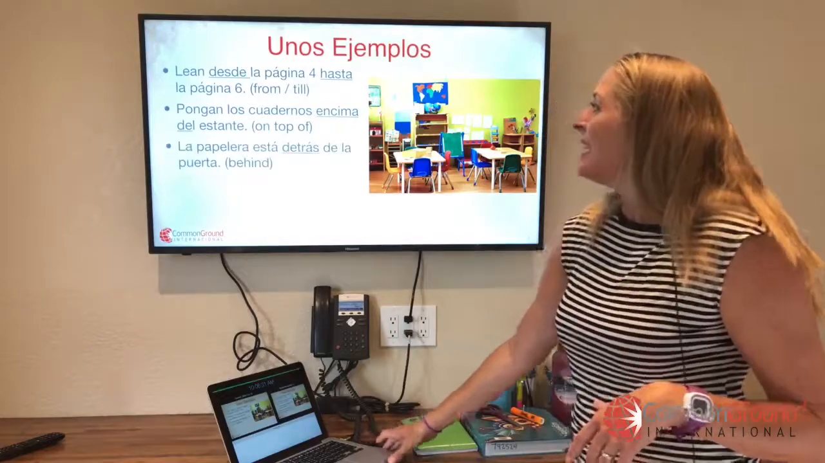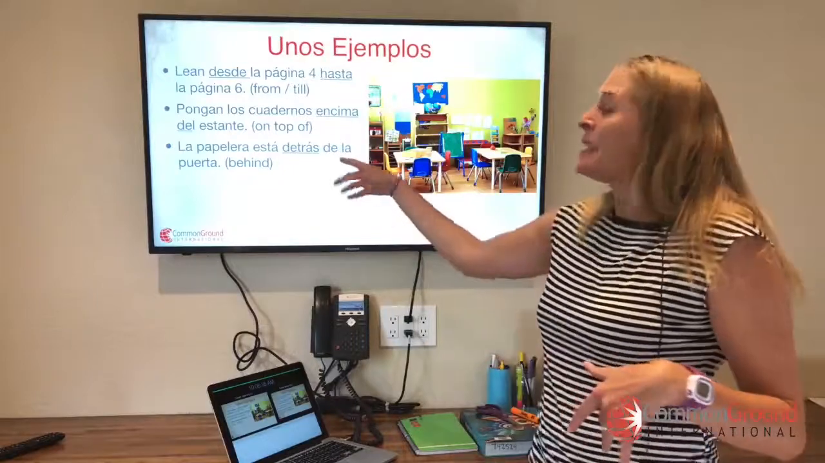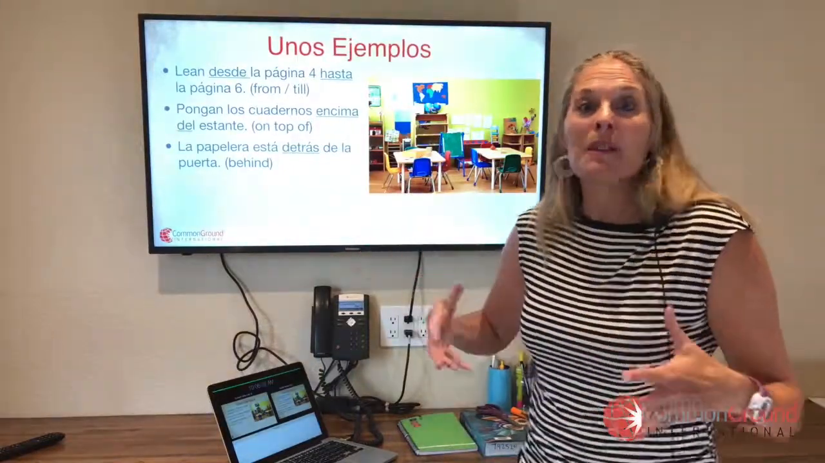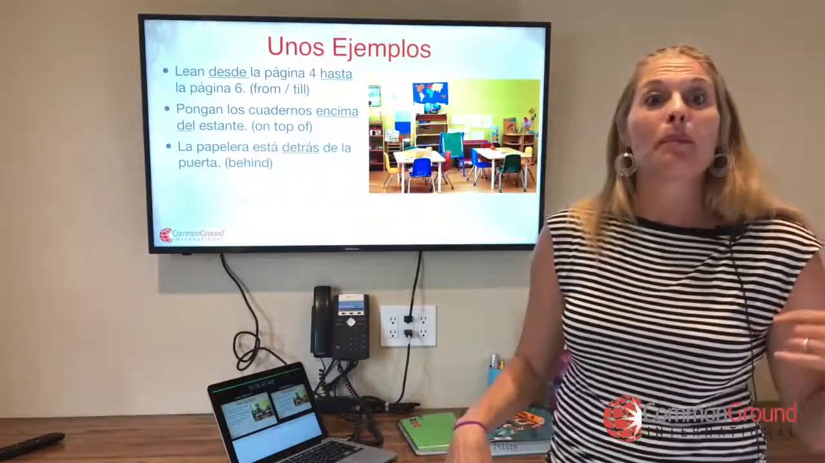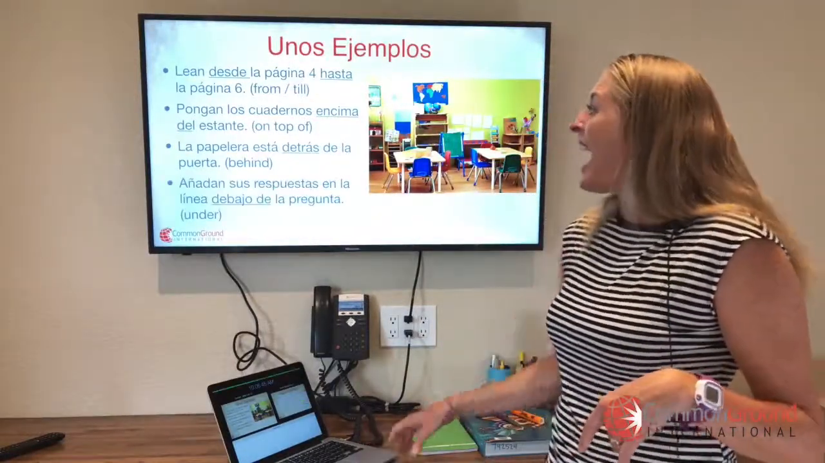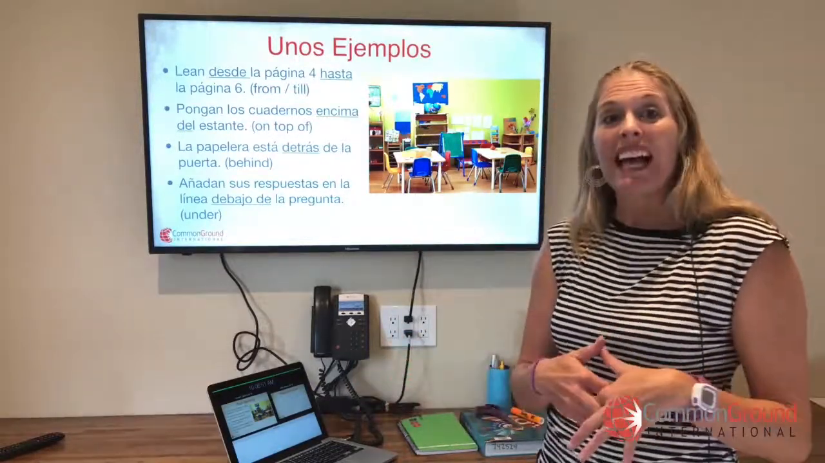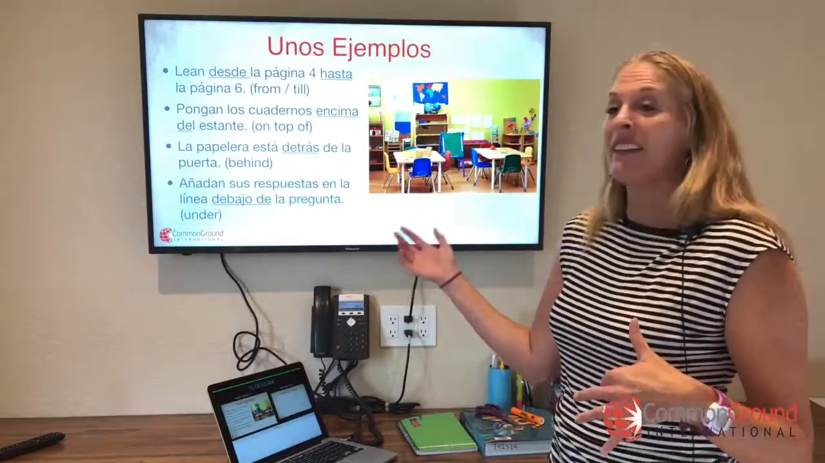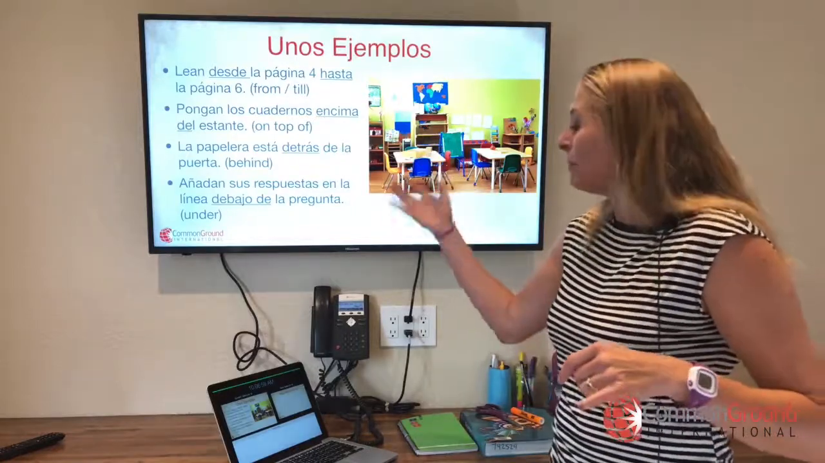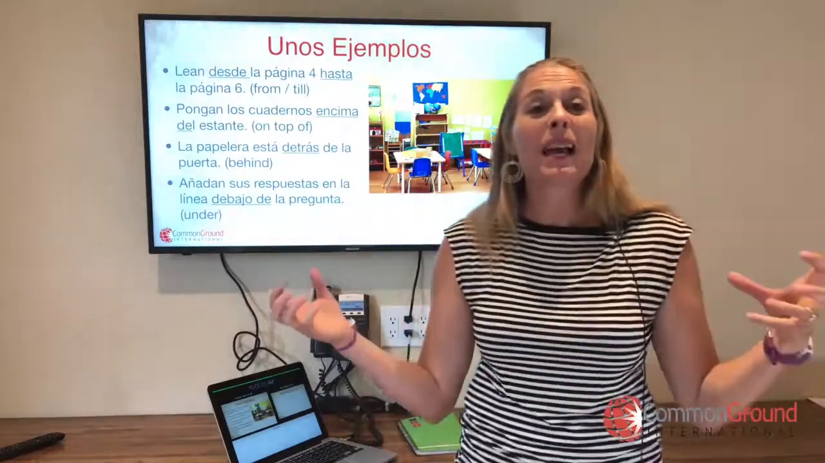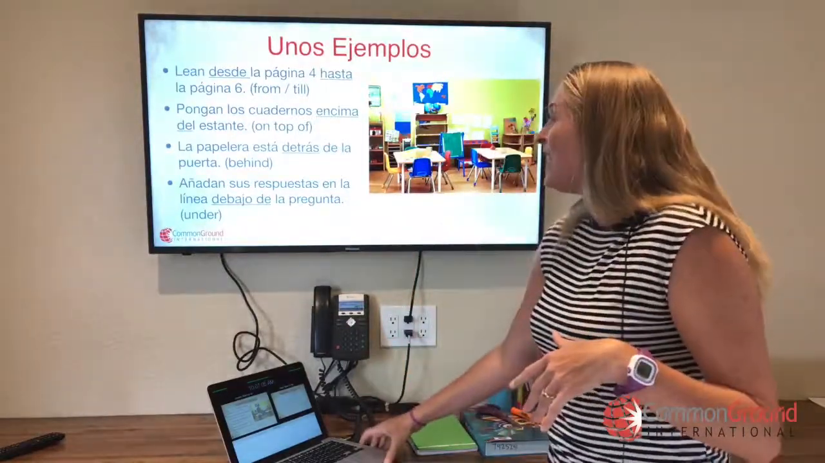Okay, muy bien. La papelera está detrás de la puerta. Okay, so the wastebasket or the paper recycle is behind, detrás de, behind la puerta, the door. Excelente. Añadan sus respuestas en la línea debajo de la pregunta. So add your answers on the line underneath, debajo de la pregunta. So unos ejemplos aquí, you can see that they're used all the time when you're giving your estudiantes direcciones, okay?